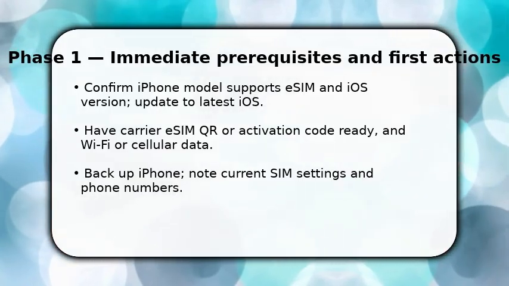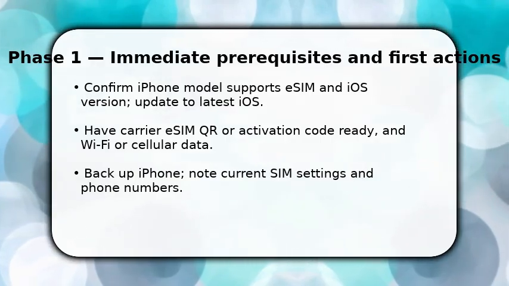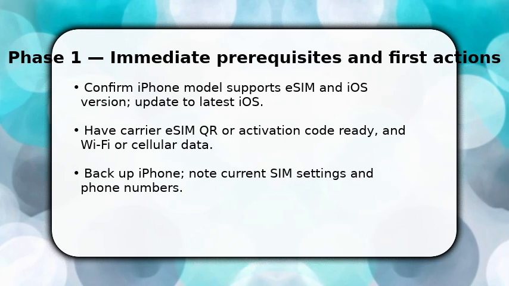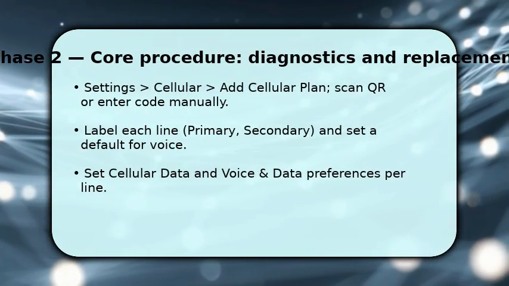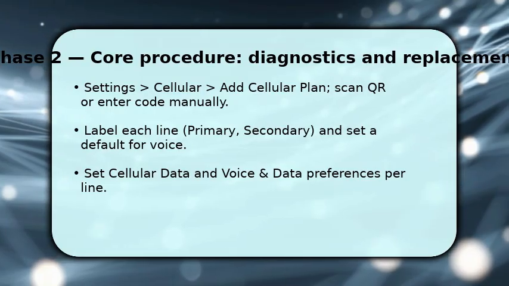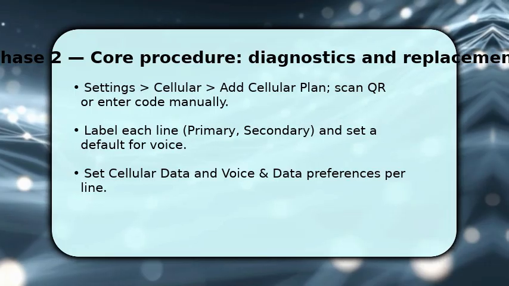Now open Settings and tap Cellular. You're ready to add an eSIM profile. Start this step immediately to avoid extra carrier calls later. You will add the eSIM profile by tapping Add Cellular Plan and scanning the carrier QR code. If needed, enter the activation code manually.